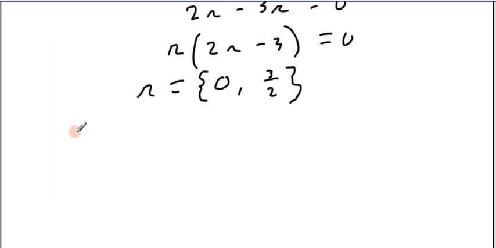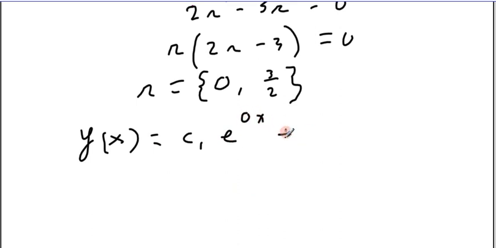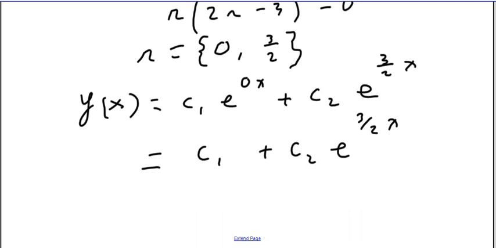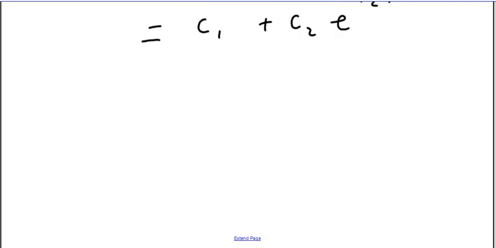And that being the case, y of x is going to equal C1 e to the 0x plus C2 e to the 3 over 2 x. And of course I'm not going to write it that way. I'm going to write it C1 plus C2 e to the 3 over 2 x. So that's the last time I write e to the 0x. I'm just going to write down the constant when I see that. And so we're done with that problem. I suppose we could check it.